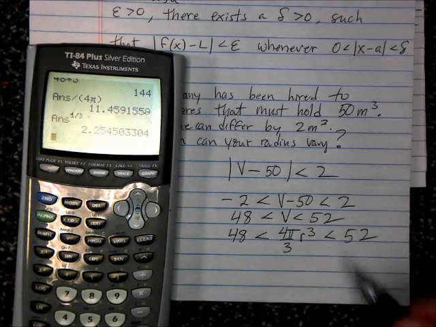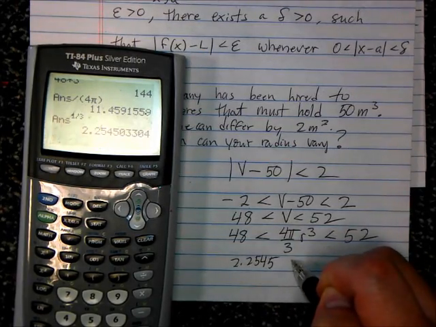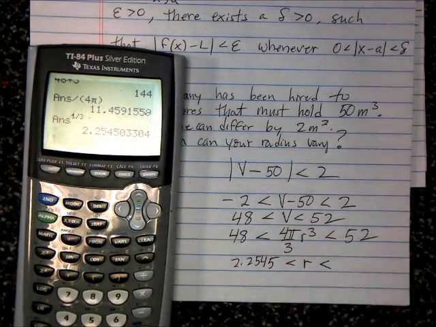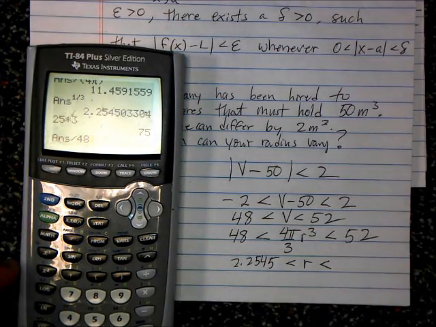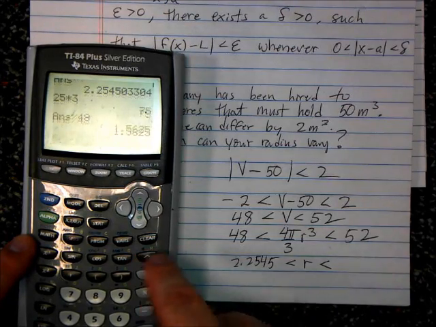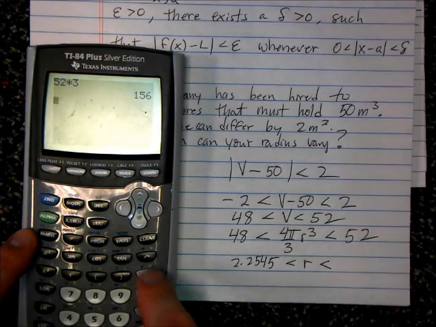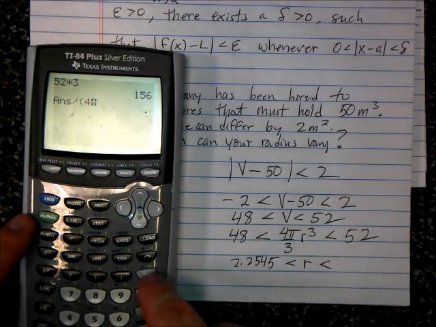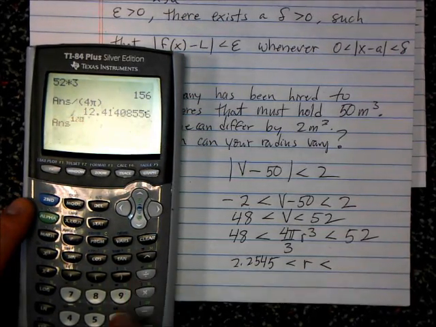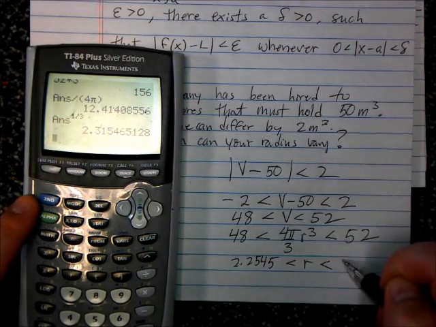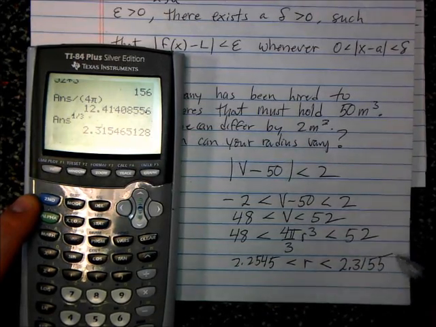So on this side, I have, let's call it 2.2545 less than r less than 52 times 3 divided by 48. Cube root that. Oops, that's not right. 52 times 3 divided by 4 pi. Cube root that. 2.3155, I'll call it.